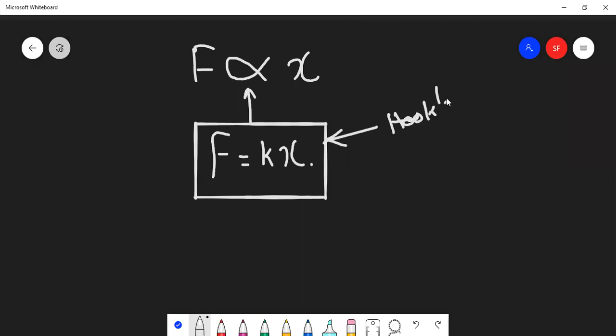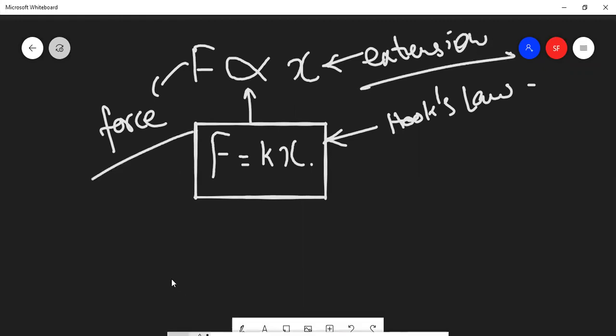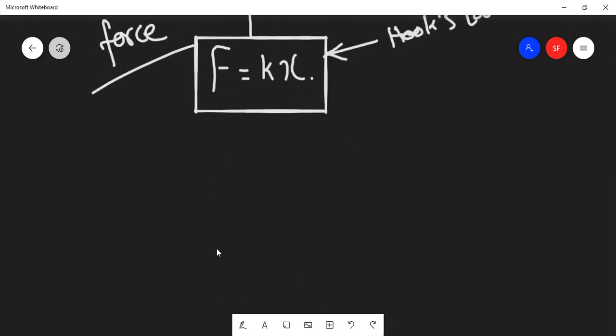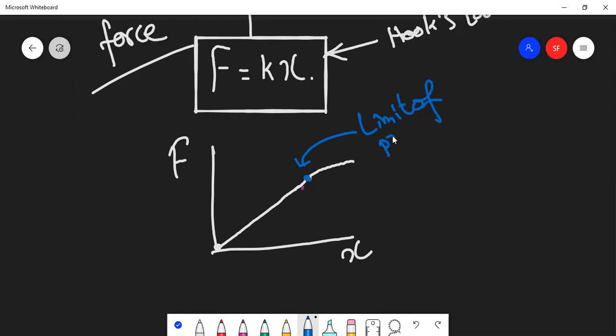Hooke's law, force and extension. So this is the force applied on a spring, and this is the extension of that particular spring. If I were to ask you to draw a graph of force against extension of a spring, how will the graph look? It's going to be a straight line passing through the origin until a particular point after which the graph will start curving. This is the extension axis, this is the force axis. The point after which the graph starts curving is called the limit of proportionality of that spring. Force is proportional to extension up to that point.